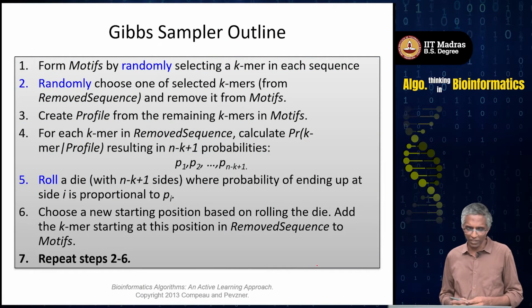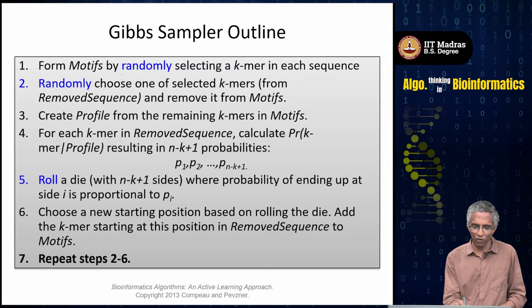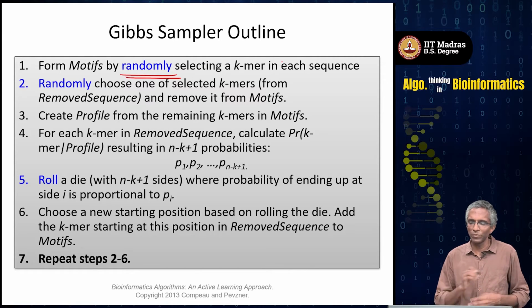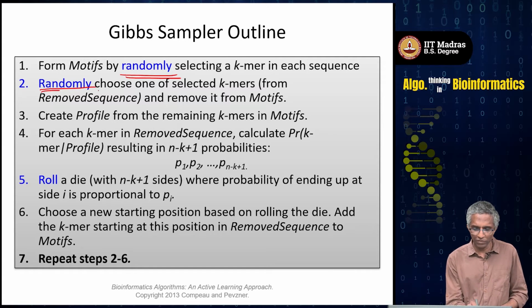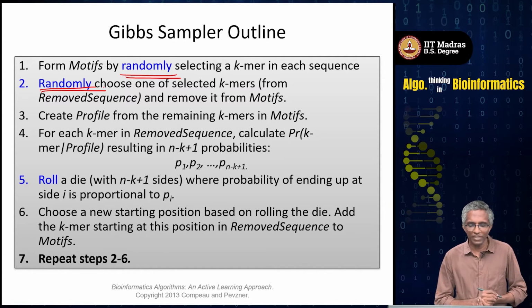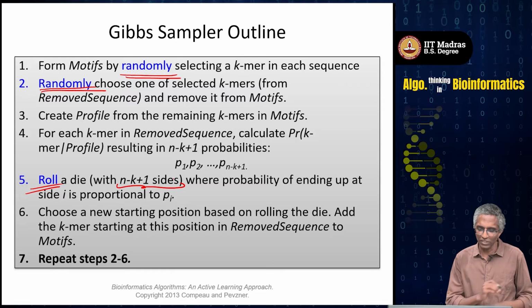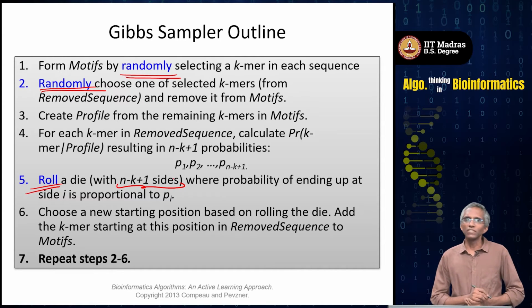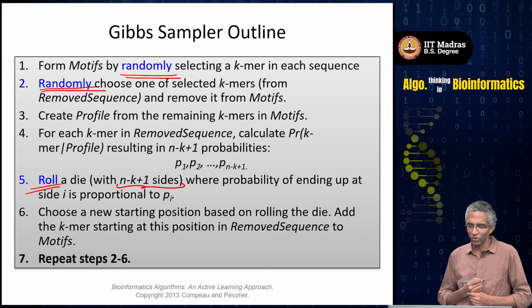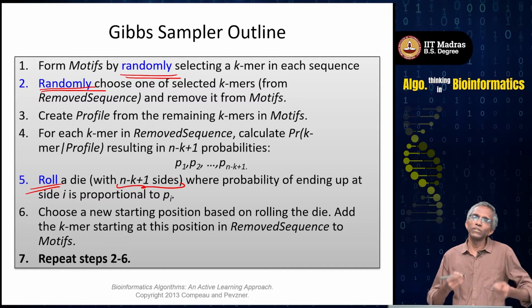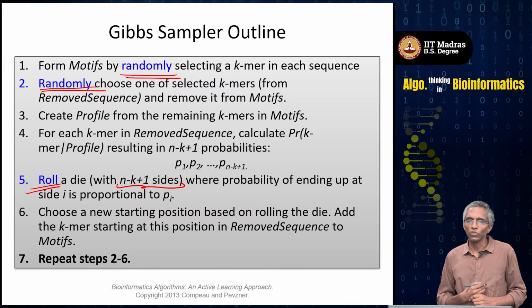Again, all of the places where randomness is used are highlighted here. So, you form motifs by randomly selecting a k-mer in each sequence. You randomly choose one of the sequences, and then remove its k-mer from the motifs, and this is what forms the removed sequence. And then finally, the randomness is that you roll a dice with n minus k plus 1 sides. That is all the k-mers in the deleted sequence, and then you figure out the probability of all those k-mers, and proportional to the probability you sample one of them. So, you are not just choosing the profile-most probable k-mer, but you are sampling from all of the k-mers in the deleted sequence. Okay.